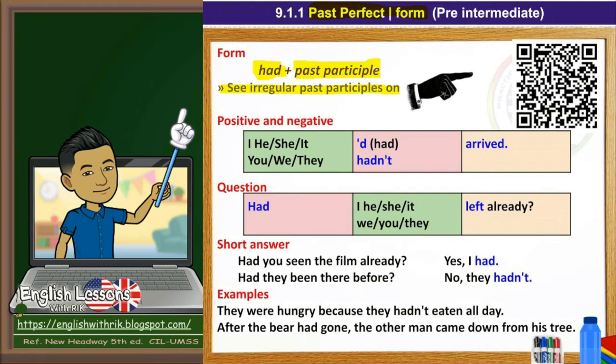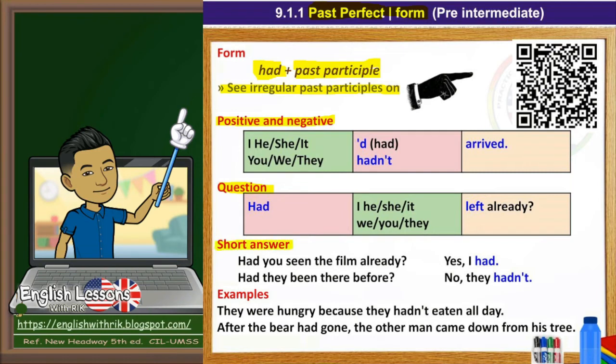Positive and negative. I'd arrived. She'd arrived. You hadn't arrived. They hadn't arrived. Question. Had he left already? Had you left already?